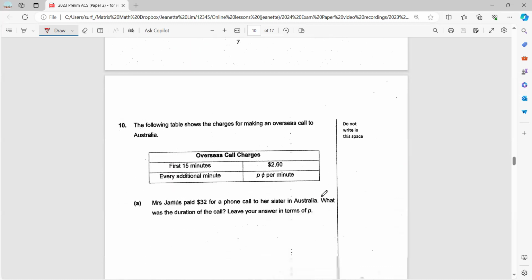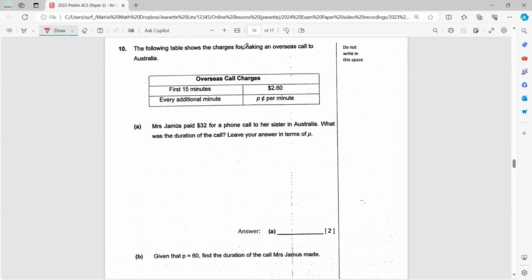Question 10. The following table shows the charges for making an overseas call to Australia. So the first 15 minutes is 260 cents. Every additional minute is P cents per minute. Now, Mrs. James paid $32 for a phone call to her sister in Australia. What was the duration of the call? Leave your answer in terms of P.